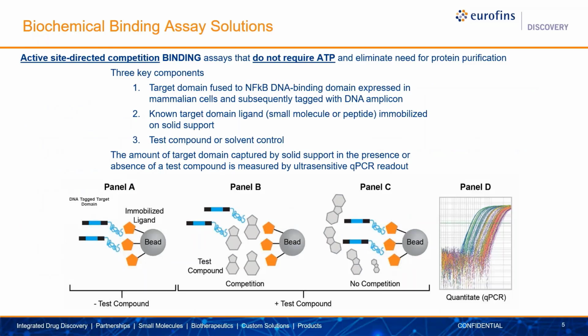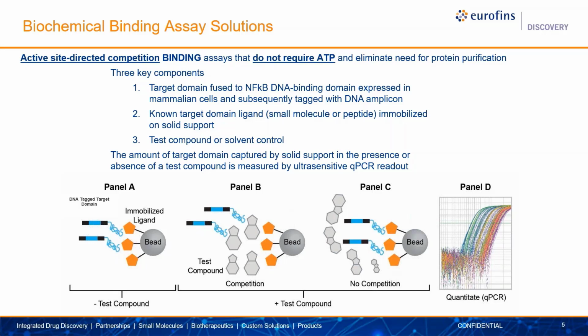Eurofins Discovery Lead Hunter Services offers a collection of competitive binding assay panels for various target classes. In each competitive binding assay, 3 key components are present: the target protein tagged with DNA, a known ligand of the target protein immobilized on a solid support, and a test compound or solvent control. The DNA tagged protein of interest is incubated with a known ligand immobilized to the solid support. In the presence of a competitor test compound, the target protein is competed off the solid support.